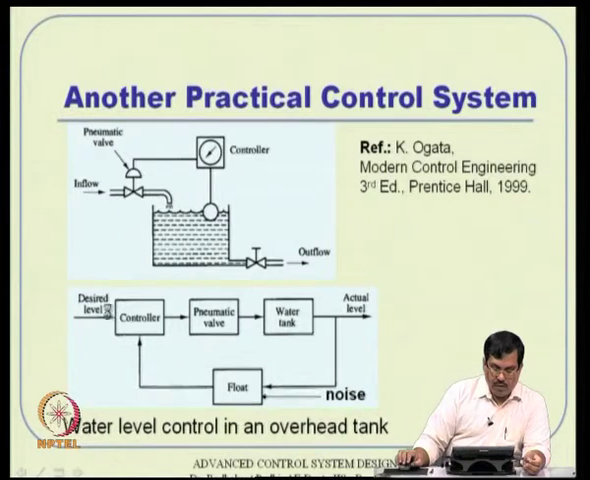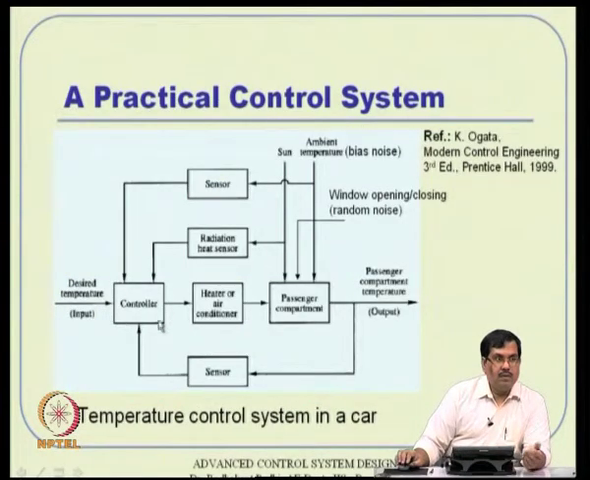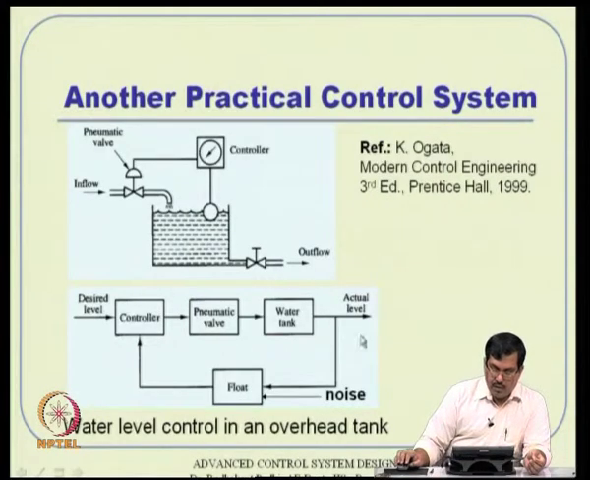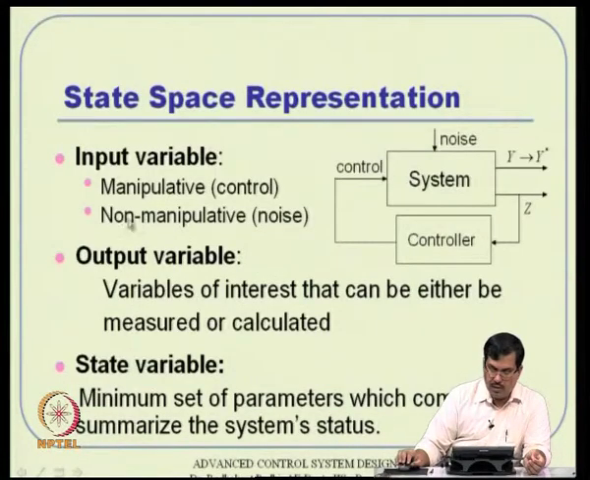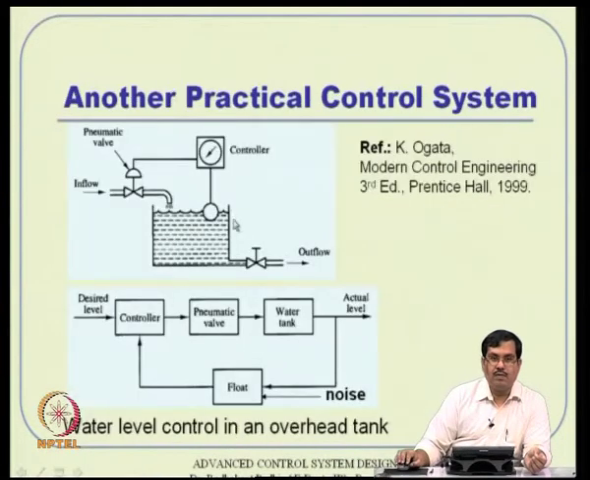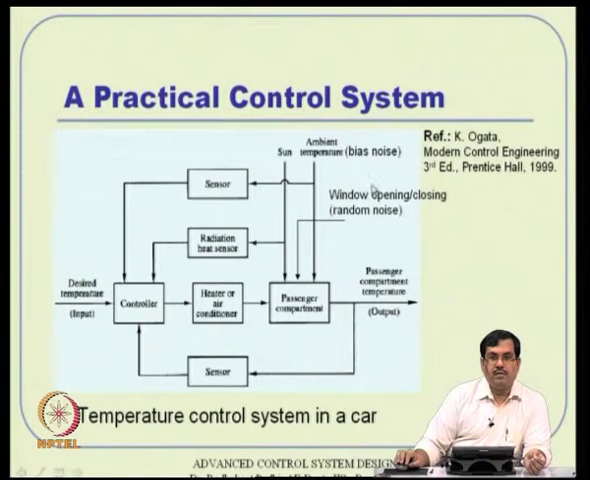So, desired level or desired temperature here, these are manipulative variables to the system, okay, that is what you want to do something with. Those are control inputs. And then there are some non manipulative inputs also. You do not have control over those. For example, the vibration of the water level, or the ambient temperature, sun and window opening. Those are what you consider as non manipulative variables. Those are also inputs to the system, remember that.